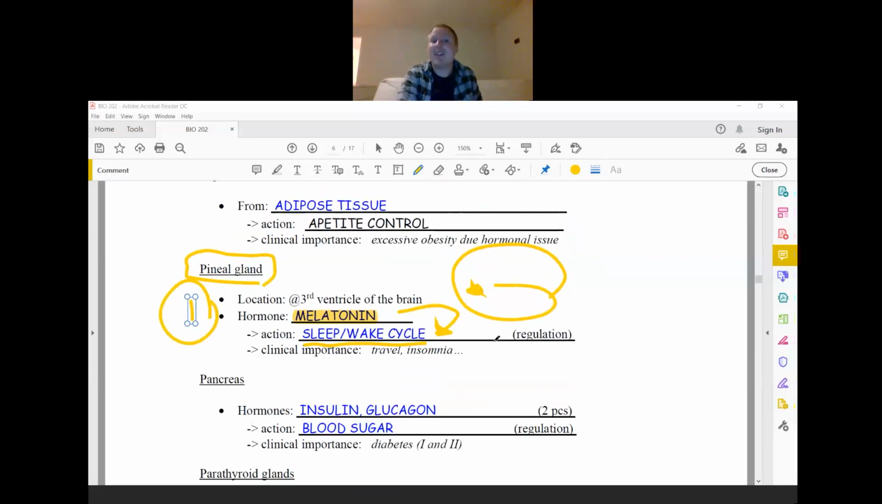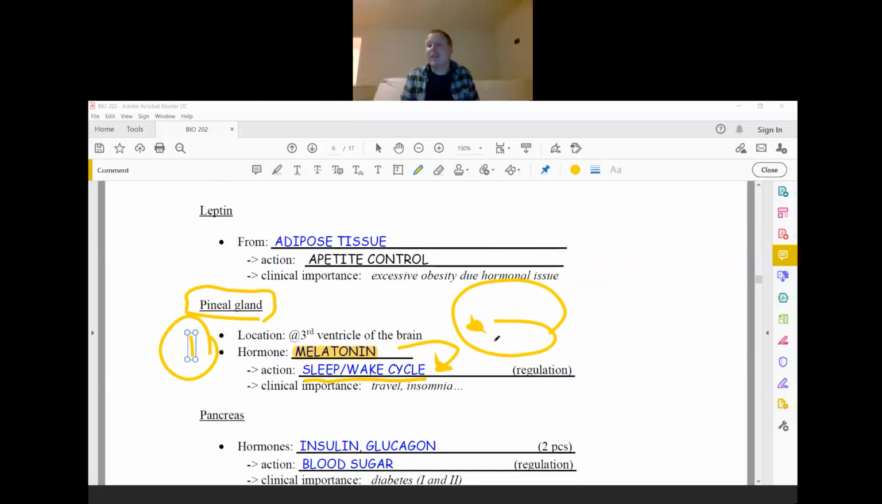Blank under leptin. Oh, we'll come back. Yeah, we'll come back to the leptin in a second. I'm going to address that separately, because we'll go slower, since leptin is something that I want to speak about separately. So let's focus on the pineal gland.